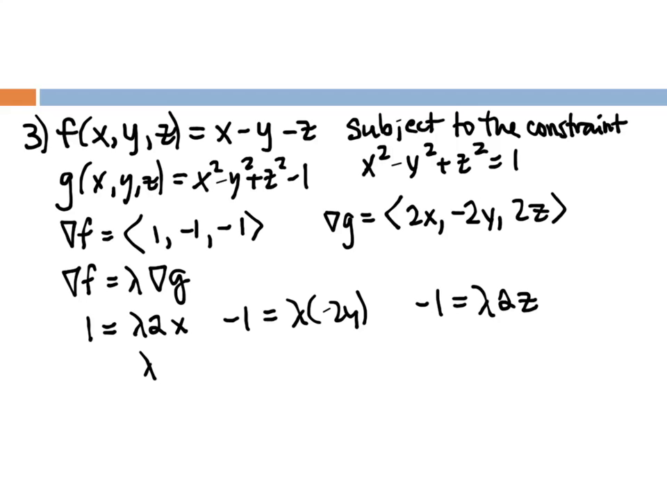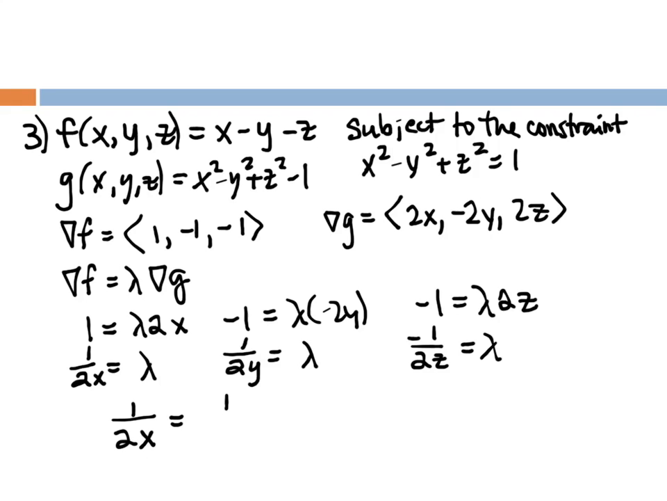So the first one, what does lambda equal? 1 over 2x, right? How about the second one? What will lambda equal? Is it negative 1 over 2? It's actually going to be positive because it's negative on both sides. And the last one? That one will be negative 1 over 2z. So since the lambdas all have to be the same, this means that 1 over 2x has to equal 1 over 2y, has to equal negative 1 over 2z.